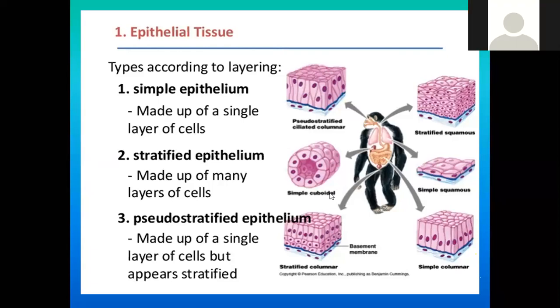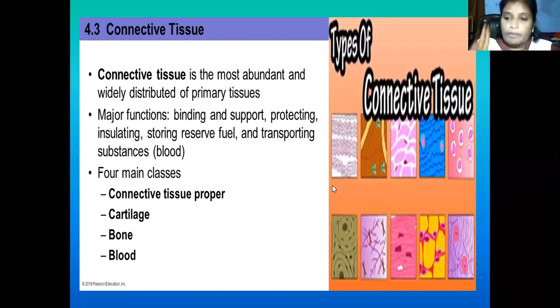Can I move to next slide? Yes, ma'am. Okay. The second type of animal tissue is connective tissue. The connective tissue is the most abundant and widely distributed of the primary tissues.